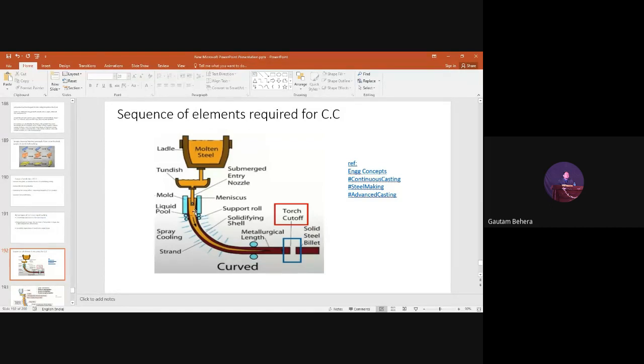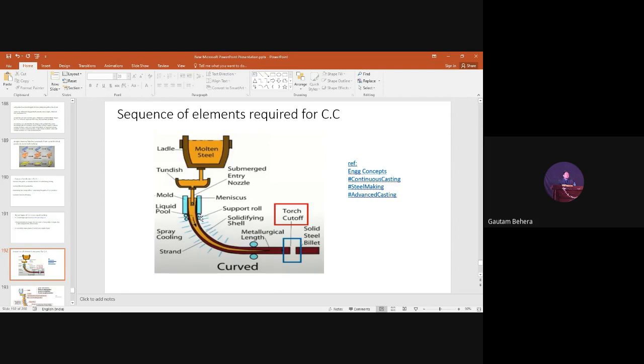This mold is basically a water cooled copper mold, and this mold is an oscillating mold. It goes up and it goes down. This oscillation is very essential, because the steel will not stick to the mold. It can be easily withdrawn from the bottom. We are also using lubricants, mold powders, which form a layer between the solidified steel, or incoming liquid steel, and the mold wall. So the steel should not stick to the mold wall, basically.